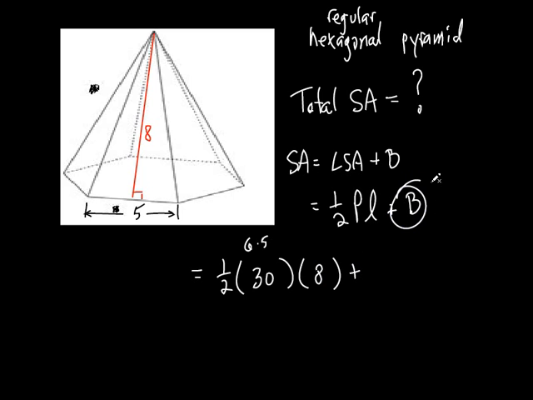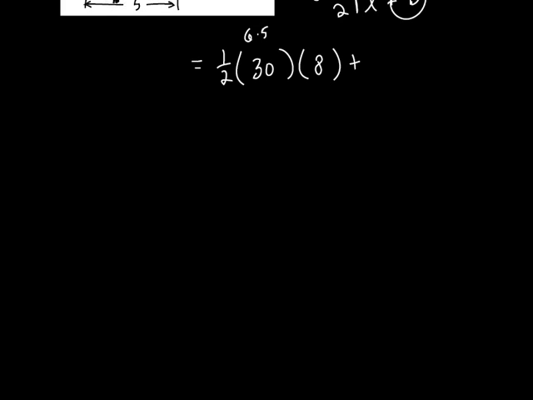Plus, now what is this? What is the B? It means the area of this whole entire base. You're like, oh my goodness, I don't know the area of this whole entire base. They don't tell it to me. I'm going to have to figure it out. So what kind of base is it? It's a hexagon. So I just happen to have a hexagon sitting right here at my disposal.